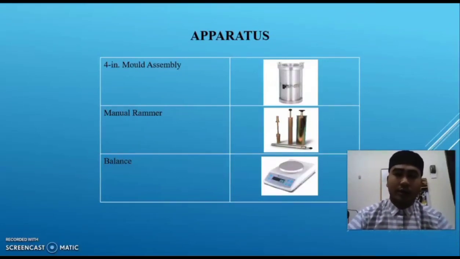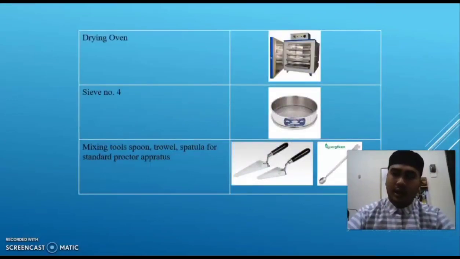My registration number is 01DKA20F2038. Now I would like to do a presentation about apparatus. The first apparatus is 4-inch mold assembly, and second, rammer, and balance, and next drying oven, and sieve number 4, and then measuring tool, spoon, trowel, spatula for standard Proctor apparatus.